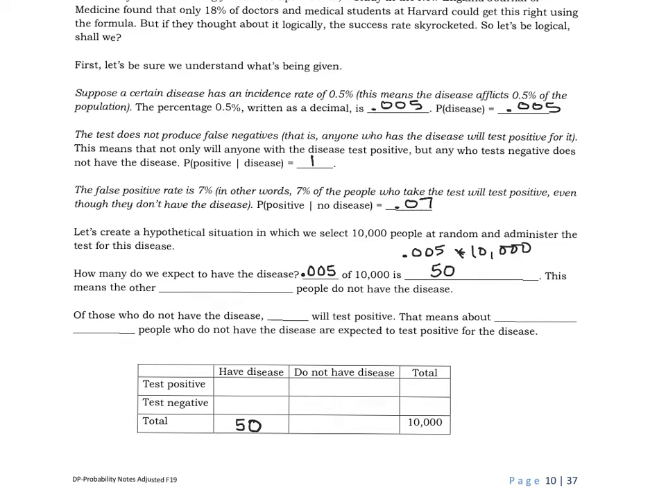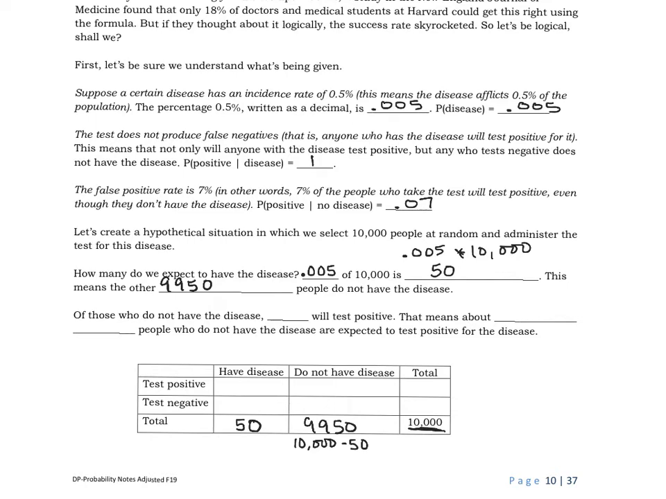This means the other, how many people do not have the disease? Well, remember our 10,000 total. If 50 have the disease, then 10,000 minus 50 gives us 9,950 people. 9,950 people do not have the disease. Okay?